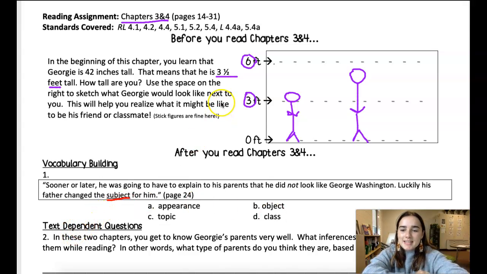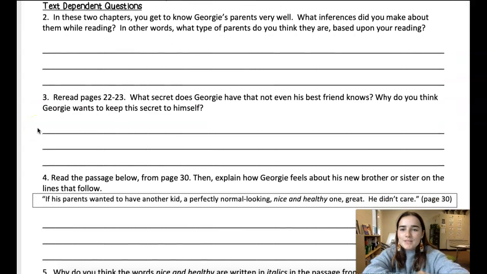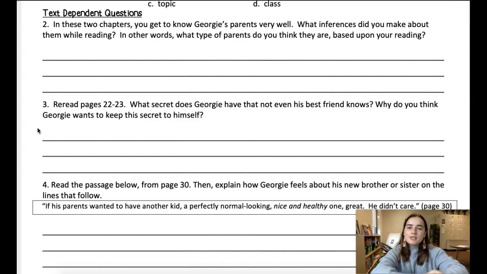Let's move down to text-dependent questions. Number 2. In these 2 chapters, you get to know Georgie's parents very well. What inferences did you make about them while reading? In other words, what type of parents do you think they are based upon your reading? Remember, this word, an inference, is an educated guess. So we can make a guess as to what his parents are like because we read a little bit about them. So this is in your opinion. What type of parents do you think they are?